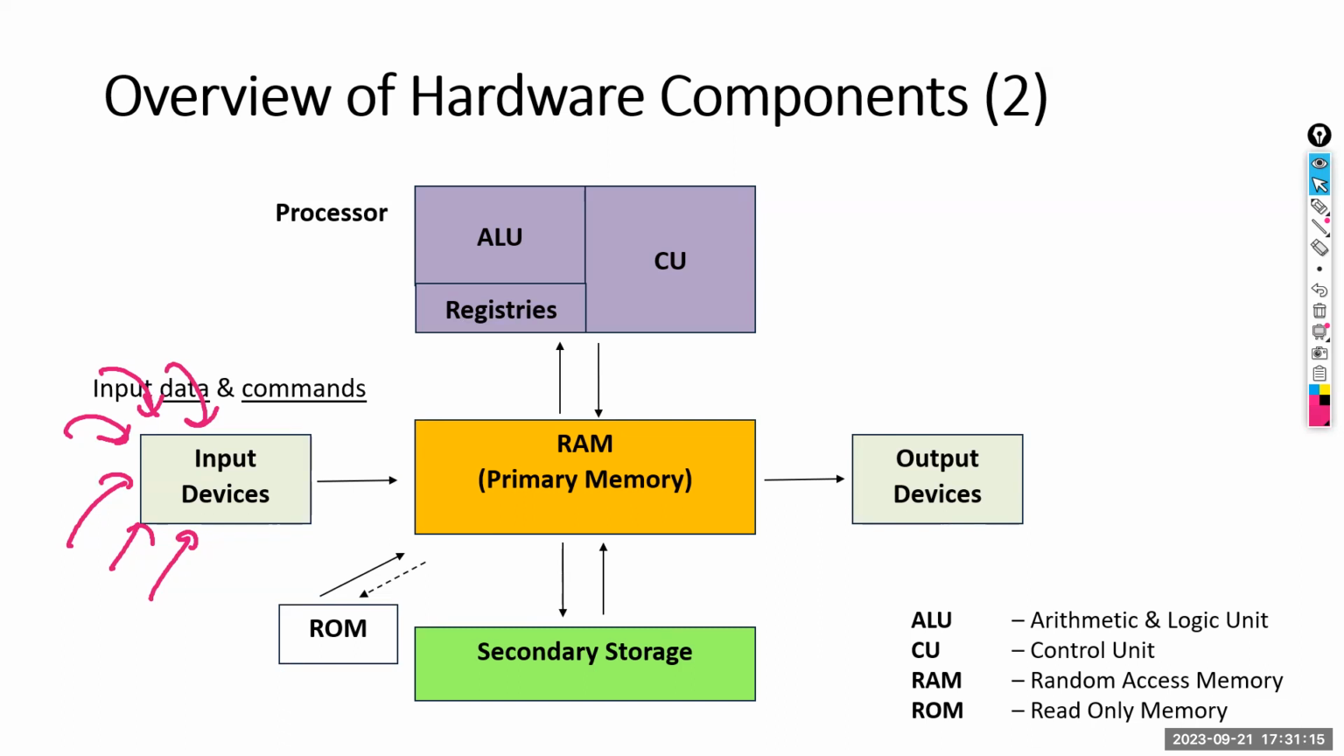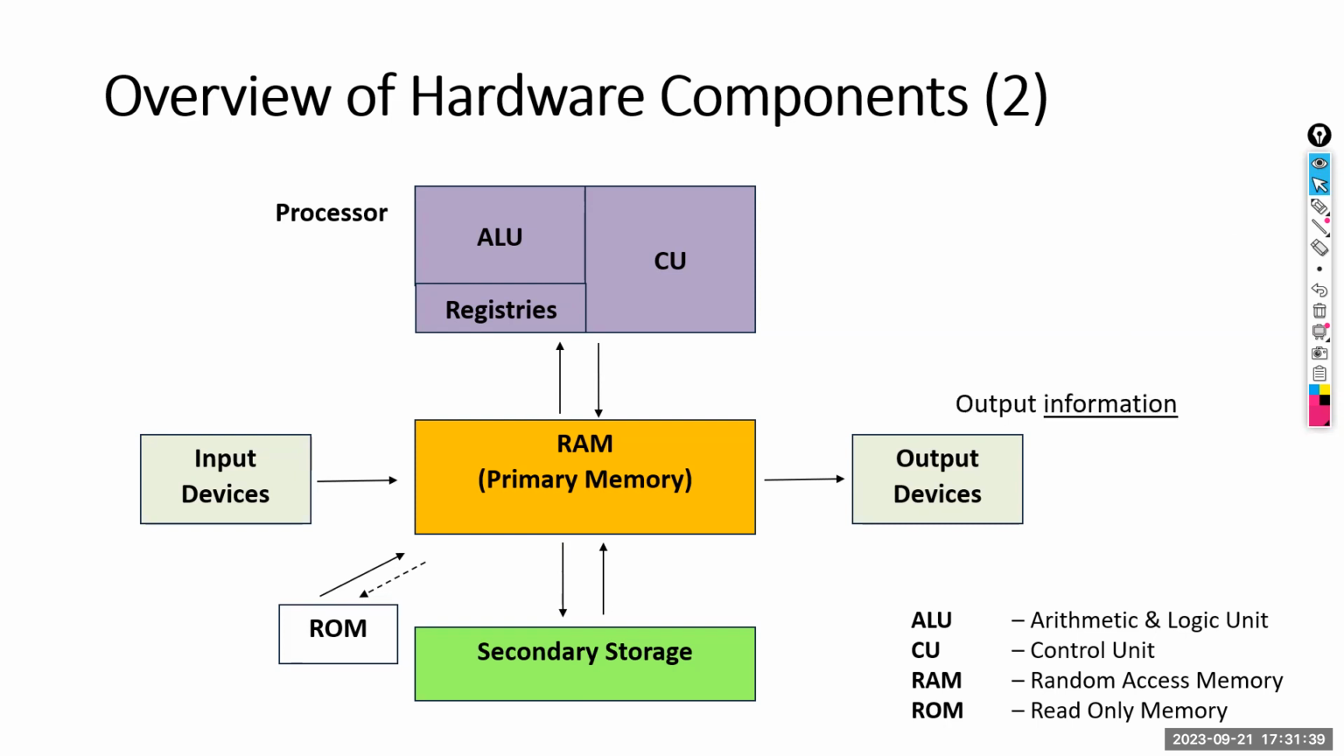So that is what input devices are doing: input data and commands. Let's move on to output devices. That is easy. What is the purpose of output devices? Like your screen, printer. They output the results or information. Input data, output information or results. Now you know what input devices are and why we have input devices and output devices.